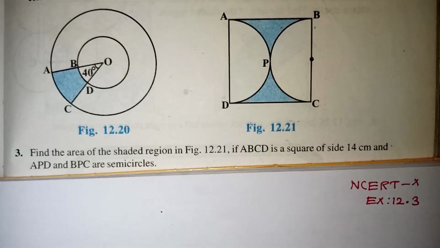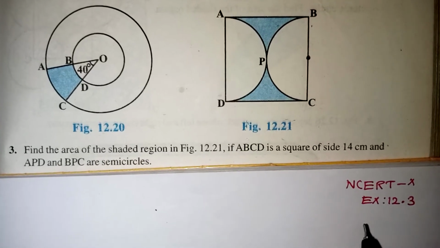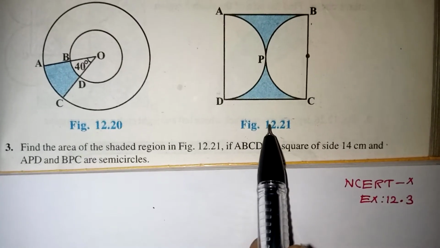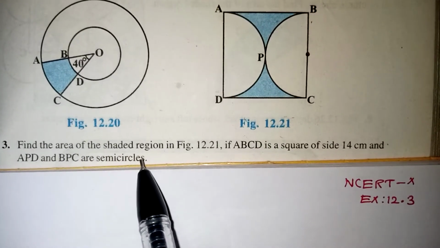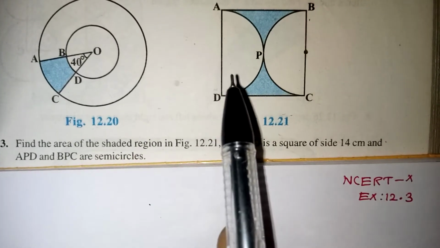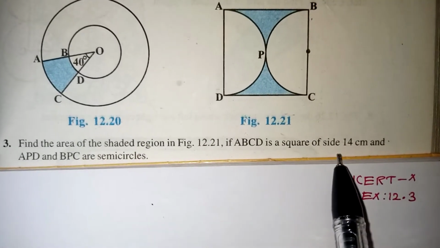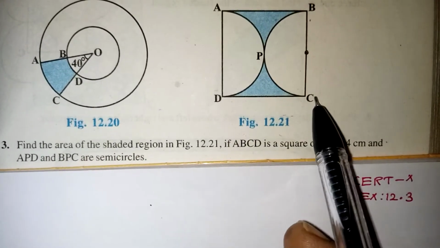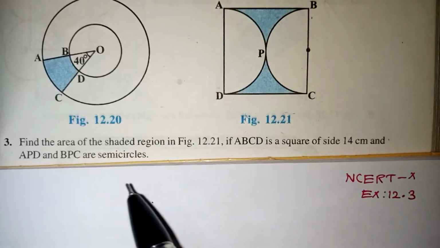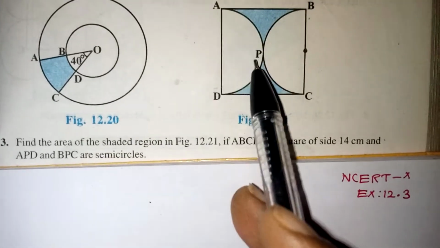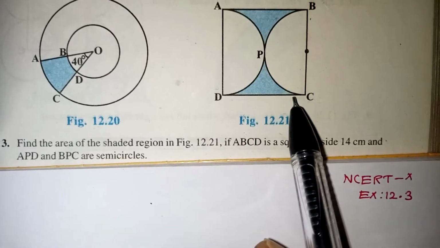Hi students, in this video we are going to learn exercise number 12.3, question number 3. So this is the given diagram. Find the area of the shaded region in this figure, if ABCD is a square. The diagram is a square, the side is 14 centimeter. So each and every side will be 14 centimeter, and APD and BPC are semicircles.